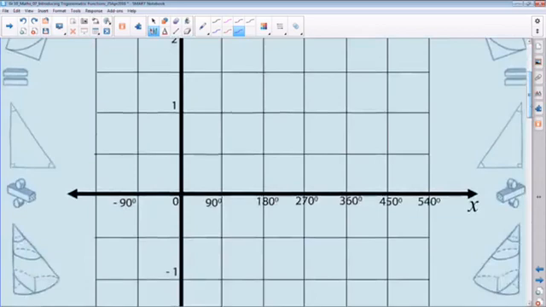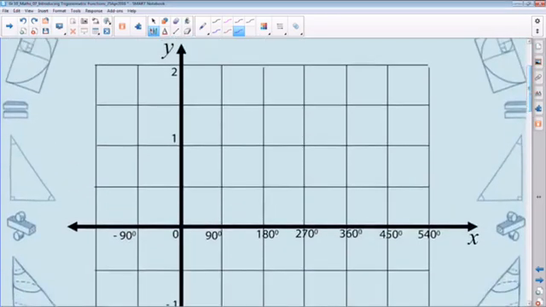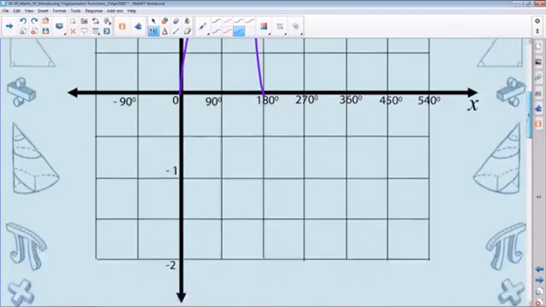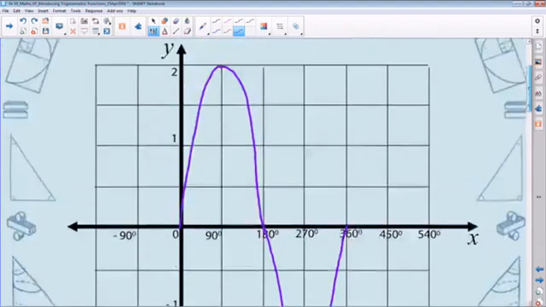So once again, I know that it goes up to 2 at 90 degrees, and then it's going to go down to 180 degrees, and let's just scroll down a bit so that we can see the rest of it. It's going to go down all the way, and then over here as well. Not the prettiest, but it will still get me my marks.